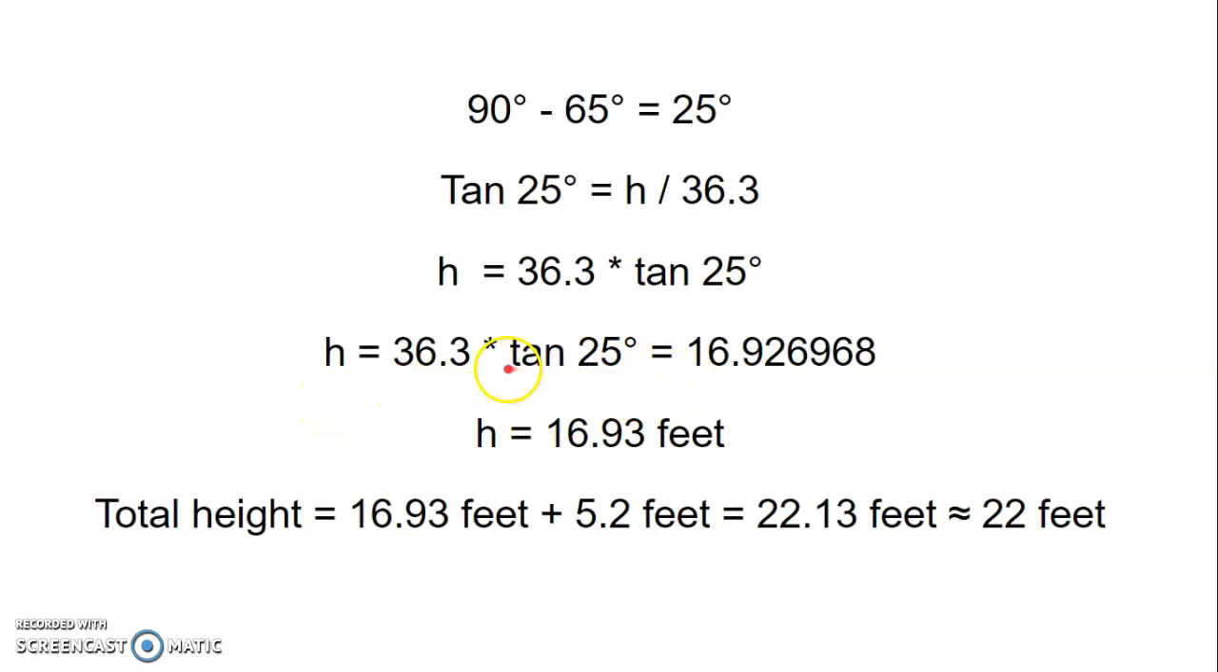When you have this all set up, you're going to get a number like 16.926968. If you round that, you'll get 16.93 feet as your height. Now that we know this height, we want to know the total height. So we're going to take 16.93 feet plus 5.2 feet, which gives us 22.13 feet, or 22 feet.